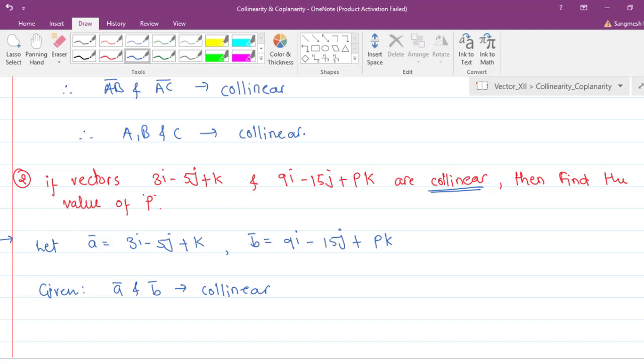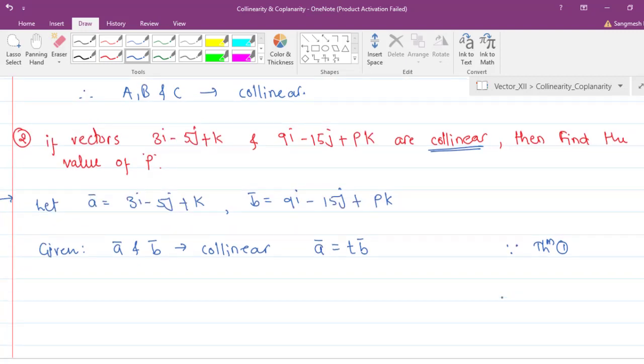As a bar and b bar are collinear vectors, what you can write is a bar is equal to some scalar quantity times b bar. This is how you can write. This is statement number 1, or you can say it is theorem number 1. Reason: this is the reason we have. Why have you written this? Theorem number 1 we have already proved.